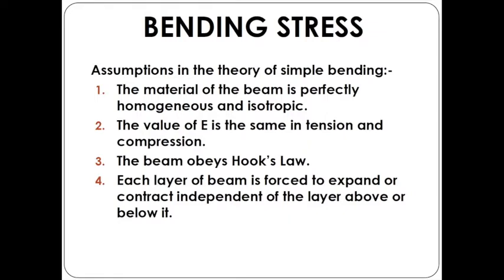And now we move on to the assumptions in the theory of simple bending. The first one is that the material of the beam is perfectly homogeneous and isotropic, right? So if we are dealing with a steel beam or a concrete beam, we are going to consider that the material is homogeneous and isotropic throughout the dimension. Then the second one is that the value E is the same in tension and compression. So this E is the Young's modulus. Then the third one is the beam obeys Hooke's law, as we have already learned previously.